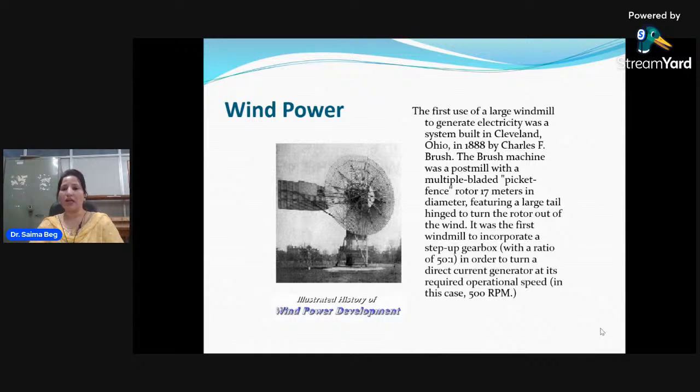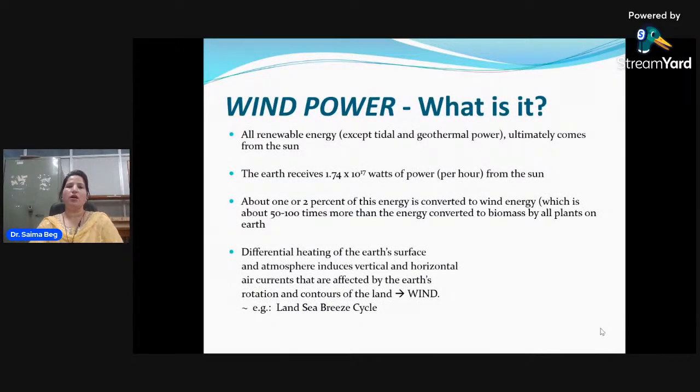Next, the wind power. The first use of a large windmill to generate electricity was a system built in Cleveland, Ohio in 1888 by Charles F. Brush. This Brush machine was a post mill with a multiple-bladed picket fence rotor 17 meters in diameter, featuring a large tail hinge to turn the rotor out of the wind. It was the first windmill to incorporate a step-up gearbox in order to turn a direct current generator at its required operational speed, that is 500 rpm.